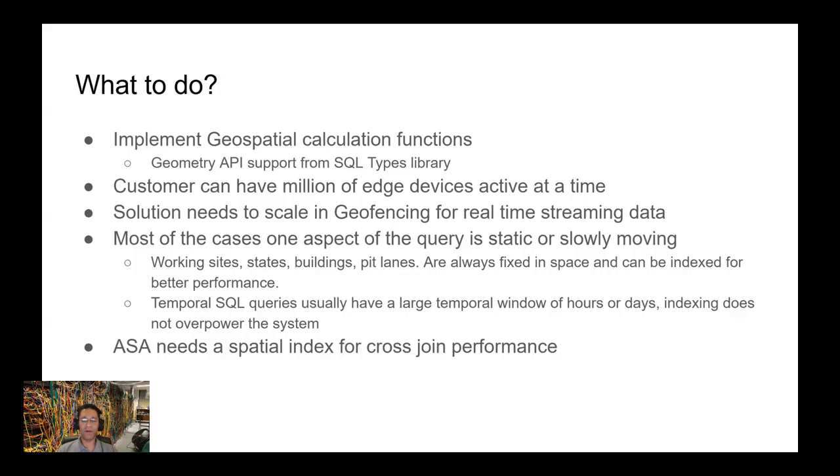And the one thing good about geofencing or geospatial problems is that one side of the join is usually either static or slow moving. And by static, I mean it's a worksite, it's a state, or it's a pit lane, it's a building. Or slowly moving is a temporal SQL query, which divides the stream in windows. Users usually do 30 minutes, 1 hour, a couple of days, and that is the slowly moving. So the index has the opportunity to work during that time, so it doesn't overpower the competition. And ASA needs a spatial index for doing cross join performance.